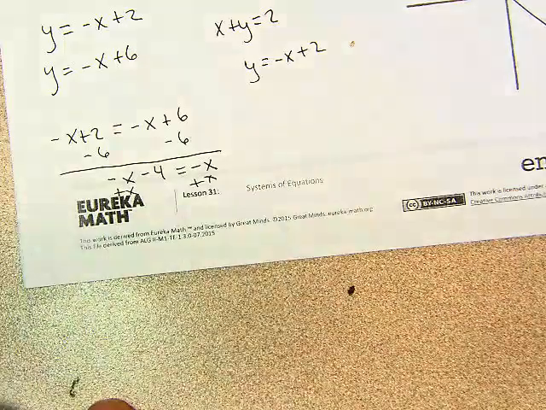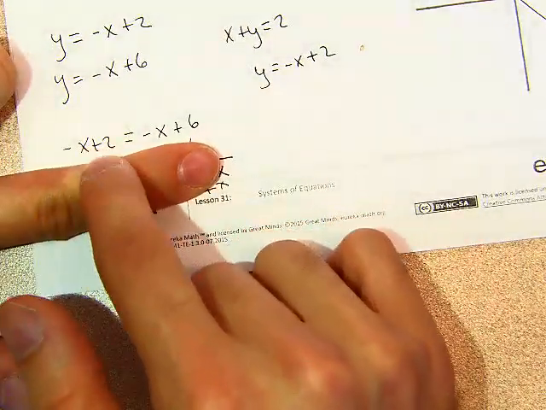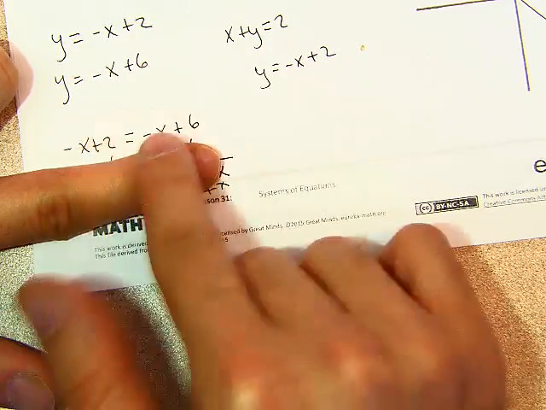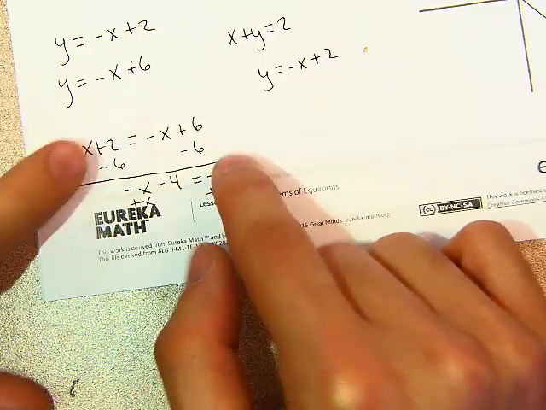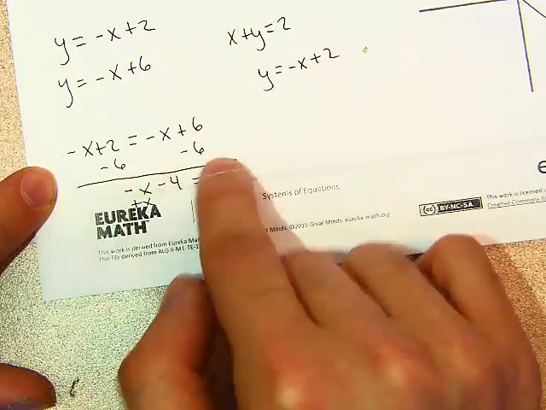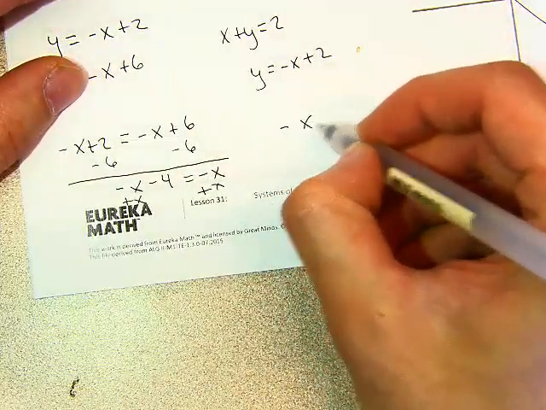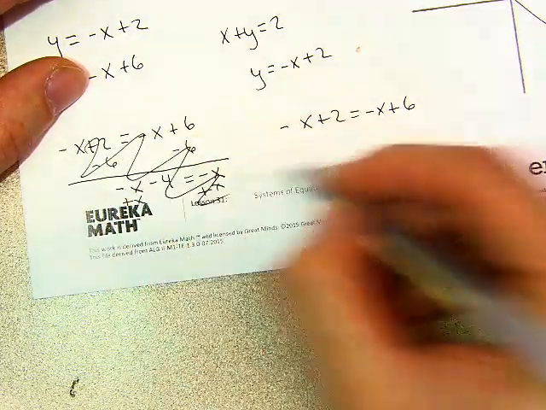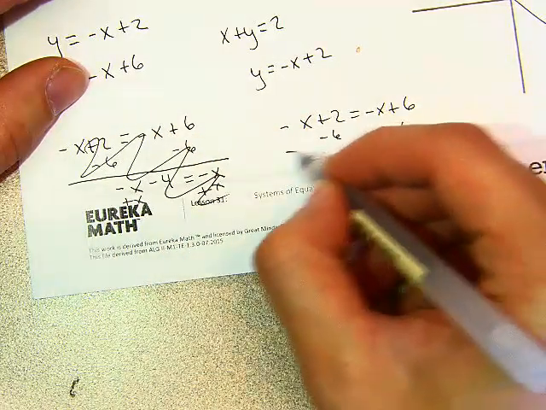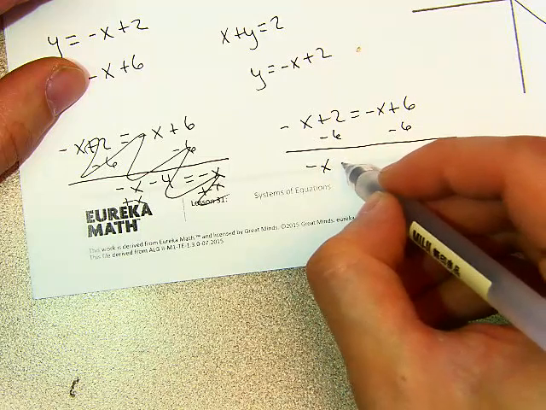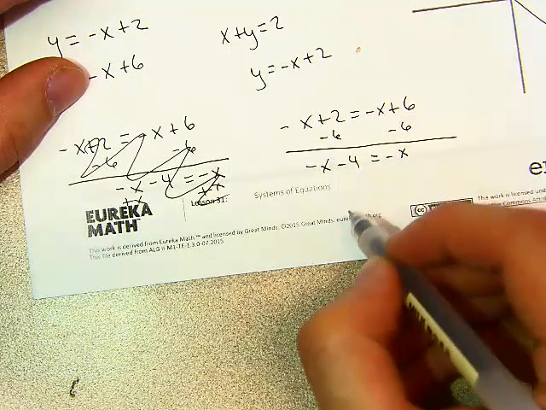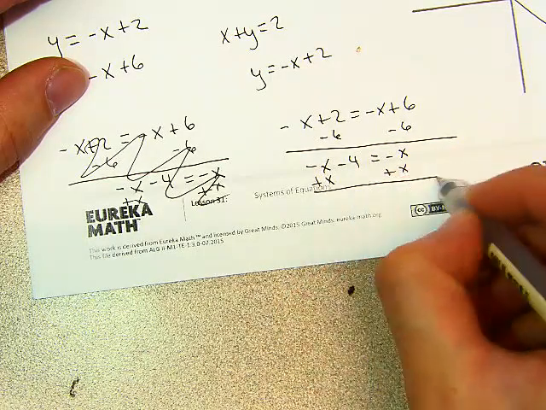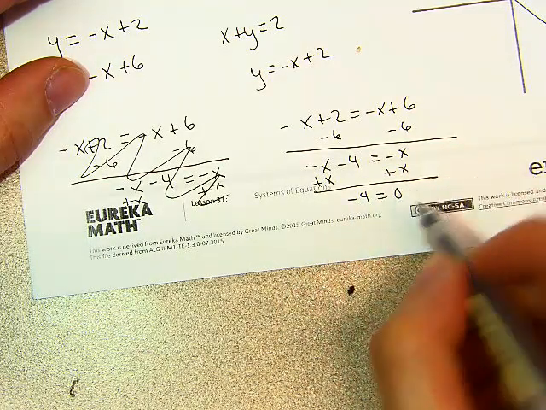Let's say you have negative x plus 2 is equal to negative x plus 6, and now it says solve for x. Okay, so let's do minus 6 on both sides. Here, I'll just write it again. So negative x plus 2 is equal to negative x plus 6. Minus 6, negative x minus 4 is equal to negative x. And then what do we do? Let's plus x. What do we get? We get negative 4 is equal to 0.